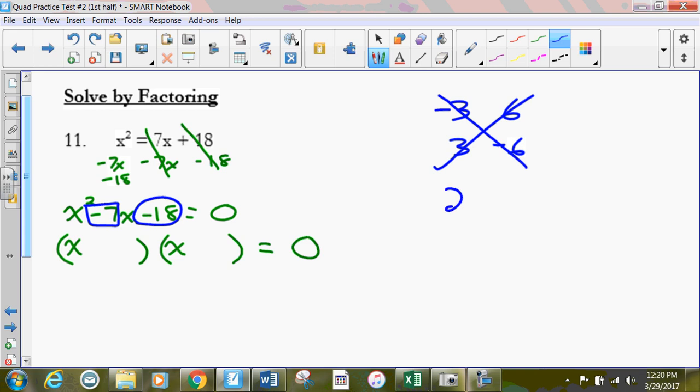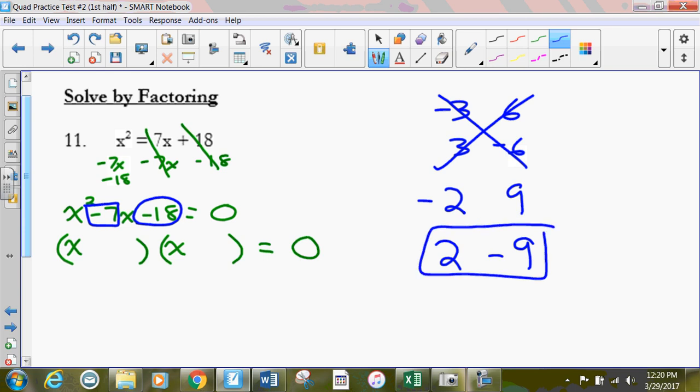How about 2 and 9? Either negative 2 times 9 or 2 times negative 9, both will give me negative 18. Will either one of them give me negative 7 when I add them together? Yes, 2 and negative 9. Both multiply to equal negative 18 and add to equal negative 7. So we'll come back here and we'll use a plus 2 and a minus 9.